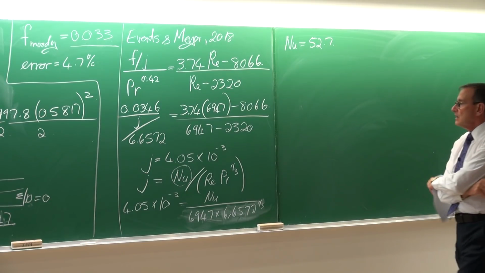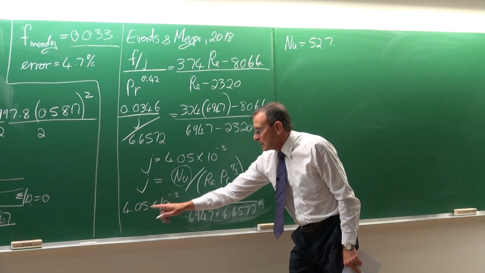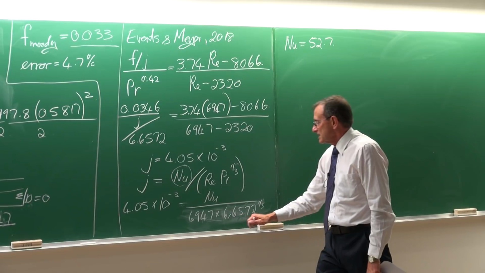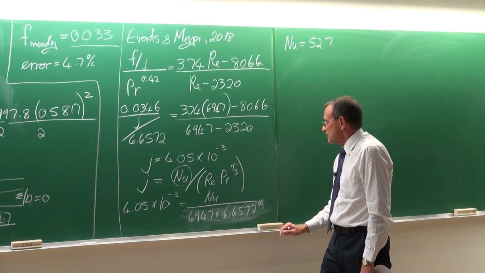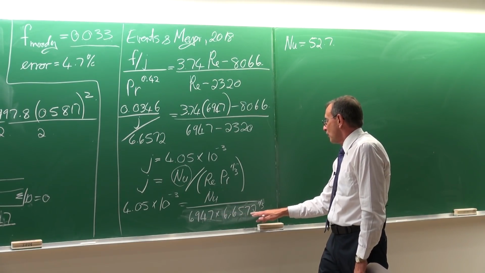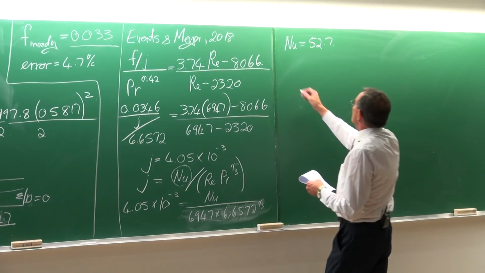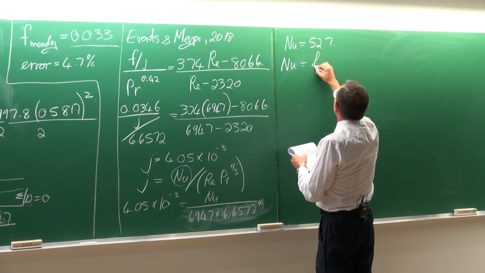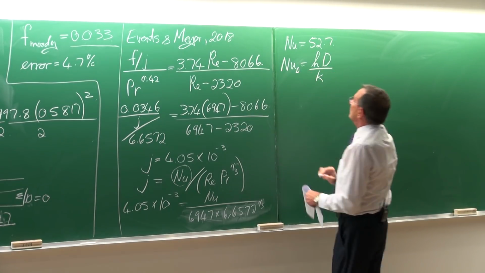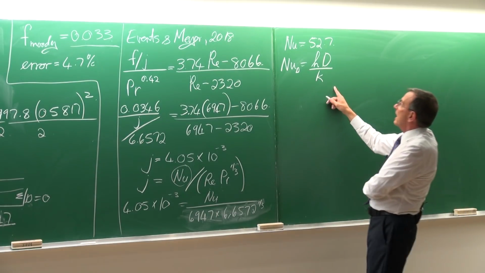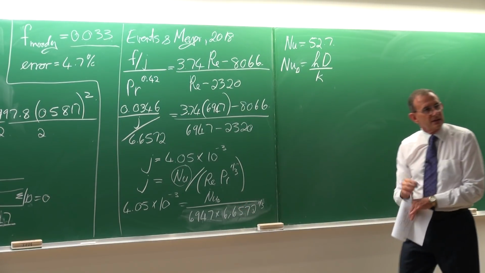Okay. The J factor is the Nusselt number divided by the Reynolds number, the Prandtl to the third. The J factor is 4.05 multiplied by 10 to the minus 3. Nusselt number is what we want to determine. The Reynolds number is 6947. The Prandtl number is 6.6572 to the third. Only unknown is the Nusselt number, and we can solve the Nusselt number. The Nusselt number, again, is equal to the heat transfer coefficient multiplied by the diameter divided by K. So we can say it's the Nusselt number based on the diameter, and this is also the case here. This is the Nusselt number based on the diameter. That is how it was derived.